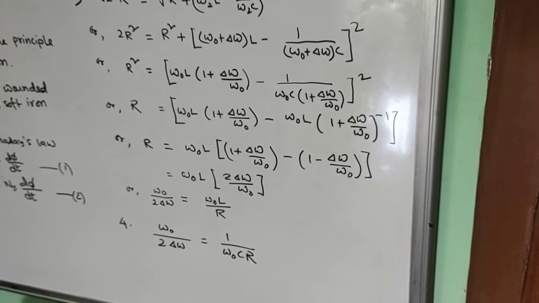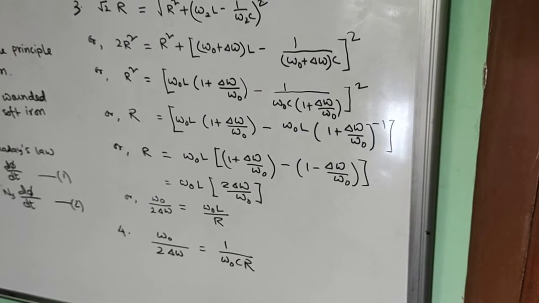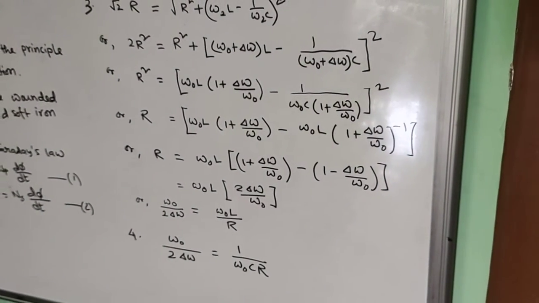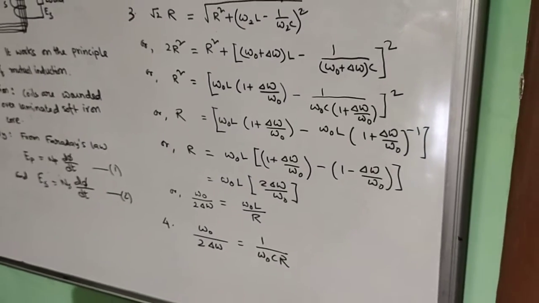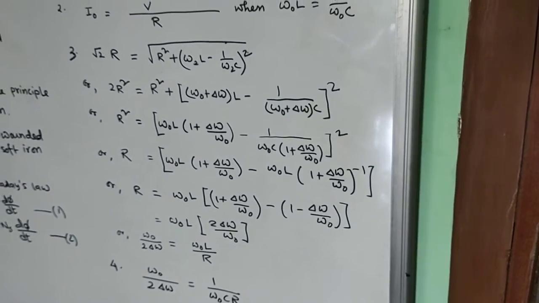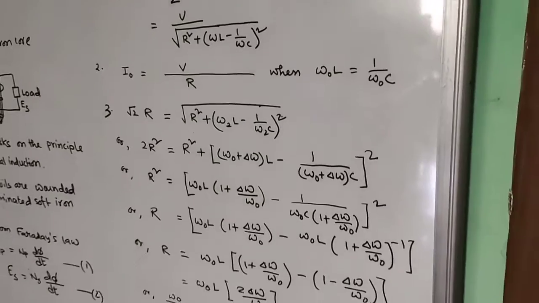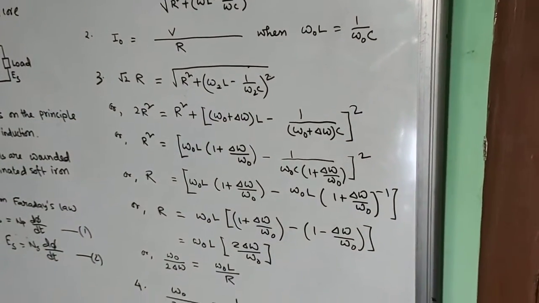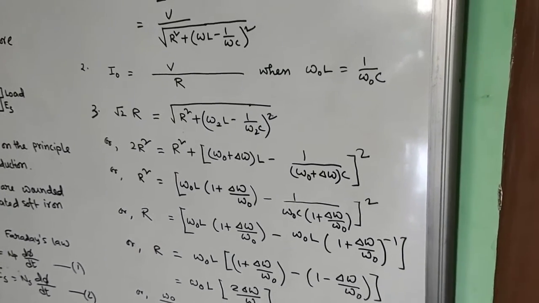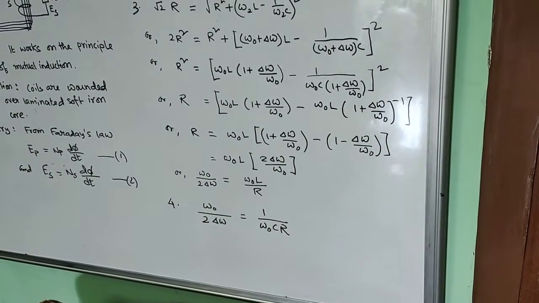ω0 by 2Δω is your ω0L by R. It's simple. Similarly, you can define ω0 by 2Δω as 1/(ω0CR). So what you have to do is replace ω0L using this one, 1/(ω0C). Here we have replaced 1/(ω0C) by ω0L, and if you want to derive this equation, you have to replace ω0L by 1/(ω0C). So you will get ω0 by 2Δω equals 1/(ω0CR).